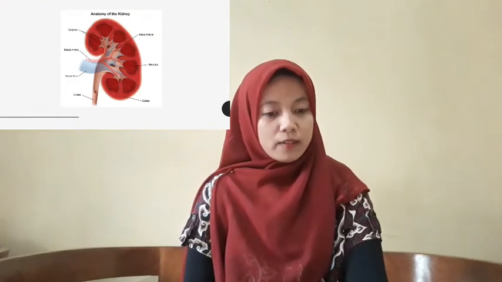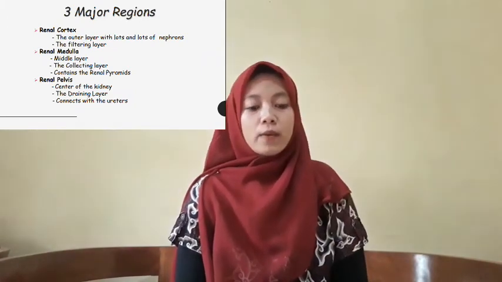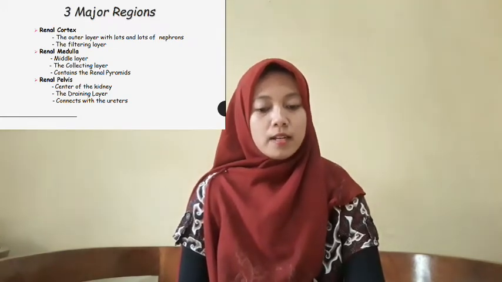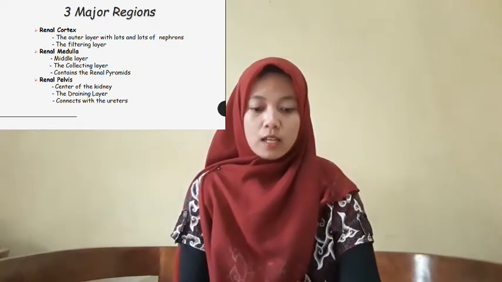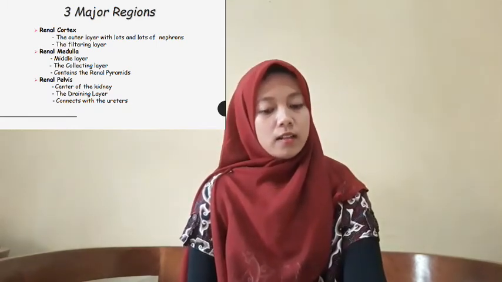This is the anatomy of the kidney. There are the cortex, medulla, renal pelvis, and calyx. There are three major regions. Number 1, renal cortex, is the outer layer with lots and lots of nephrons, the filtering layer. Number 2, renal medulla. This is the middle layer and the collecting layer, and contains the renal pyramids. Number 3, renal pelvis. The renal pelvis is the center of the kidney. It is the draining layer and connects with the ureters.